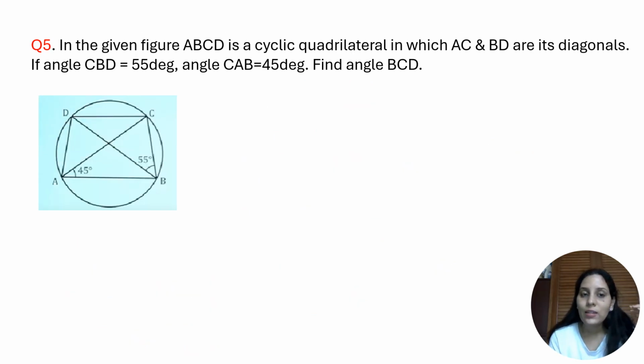Moving on. In the given figure, ABCD is again a cyclic quadrilateral in which AC and BD are diagonals. Angle CBD is 55. Angle CAB is 45. Find BCD. So BCD is what we need to calculate. It doesn't mean that BD is the diameter. Until and unless it is given, you cannot assume. So how do we solve this?